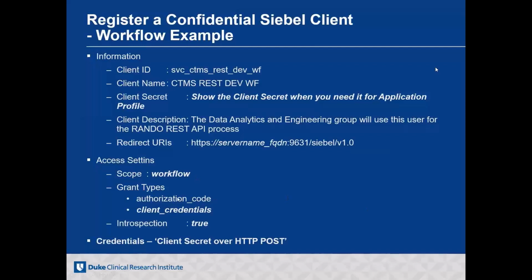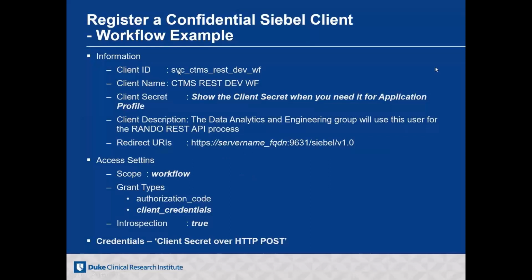And these are the two types we authenticate with. Siebel uses the client credentials, and you make sure that your introspect is true. And credentials are client secret over HTTP post. It's how we have our OAuth set up. And this may be different with your sites or not. I'm not sure. It depends on how you have OAuth set up.